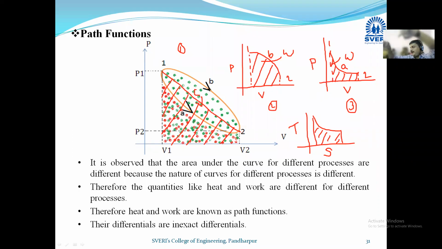So here heat and work are a different kind of quantities where, if you change the path, its magnitude will change. Again and again I am telling you. But in a point function or state function, if you change the path, values are not going to change.